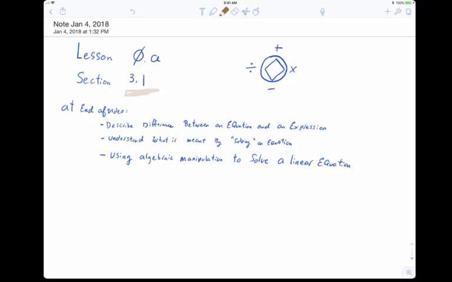So, the purpose of this video is there are essentially 3 big points I want you to be able to do by the end. I want you to be able to describe the difference between an equation and an expression. What do we mean when we say equation? What do we mean when we say expression? I want you to understand what's meant by solving an equation. And I want you to be able to use algebraic manipulation to solve a linear equation. Okay? So let's start at a run.